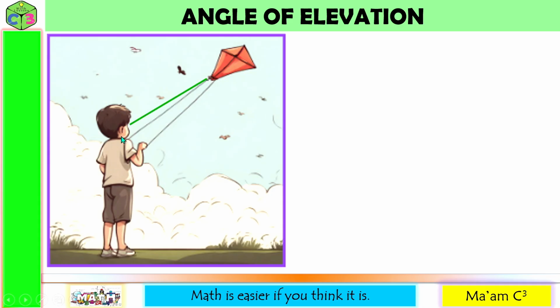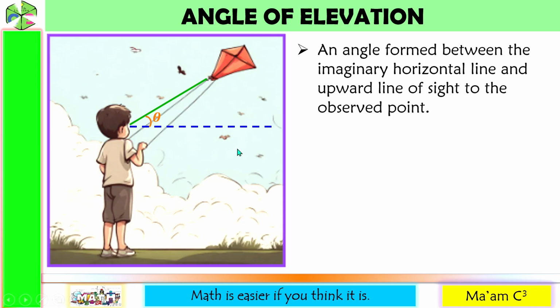Here is the line of sight. I'll draw the imaginary horizontal line, and the angle formed in between is the angle of elevation. By definition, an angle of elevation is the angle formed between the imaginary horizontal line and the upward line of sight to the observed point. An angle of elevation is formed whenever the line of sight is above the horizontal line.